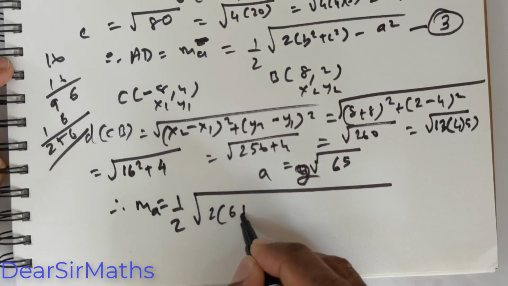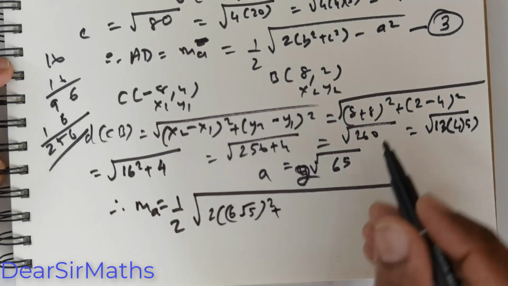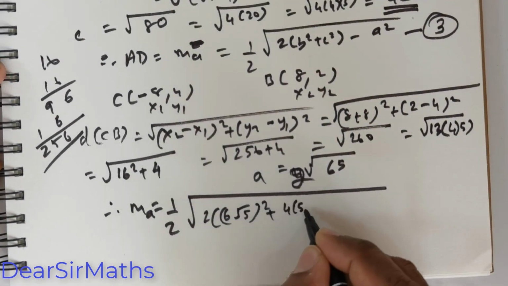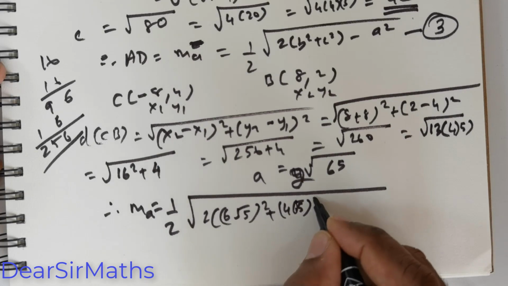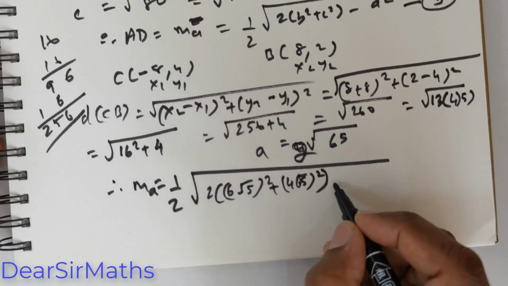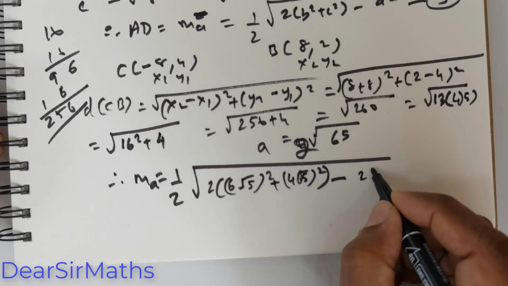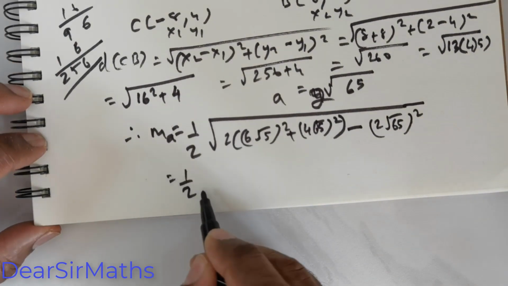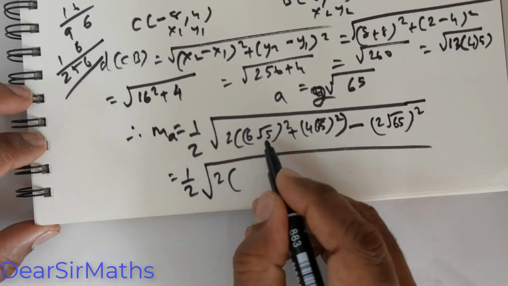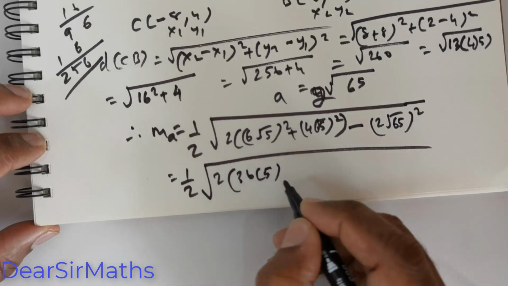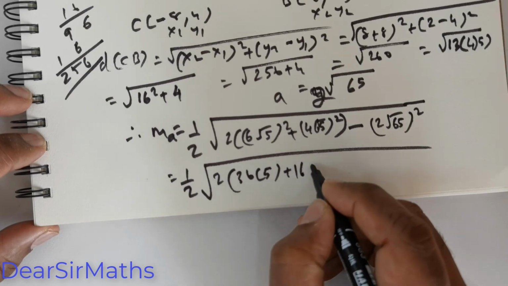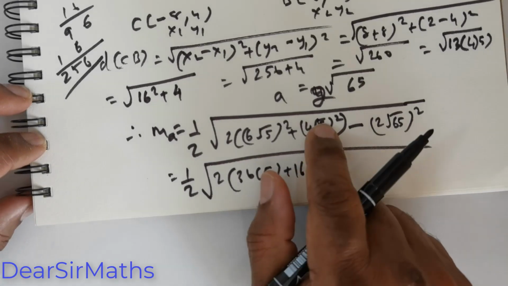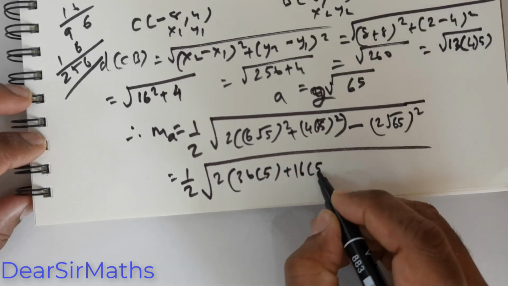So 2 times 6 times root 5, this is squared, positive. My c is 4 times root 5, so 4 times root 5, this entire thing is squared, right? And then negative, my a is 2 times root 65 squared. So this is equal to 1 over 2 root of 2 times 6 squared is 36, root 5 squared is 5, 4 squared is 16, and root 5 squared is just 5. This is root 5. Okay, that's fine.